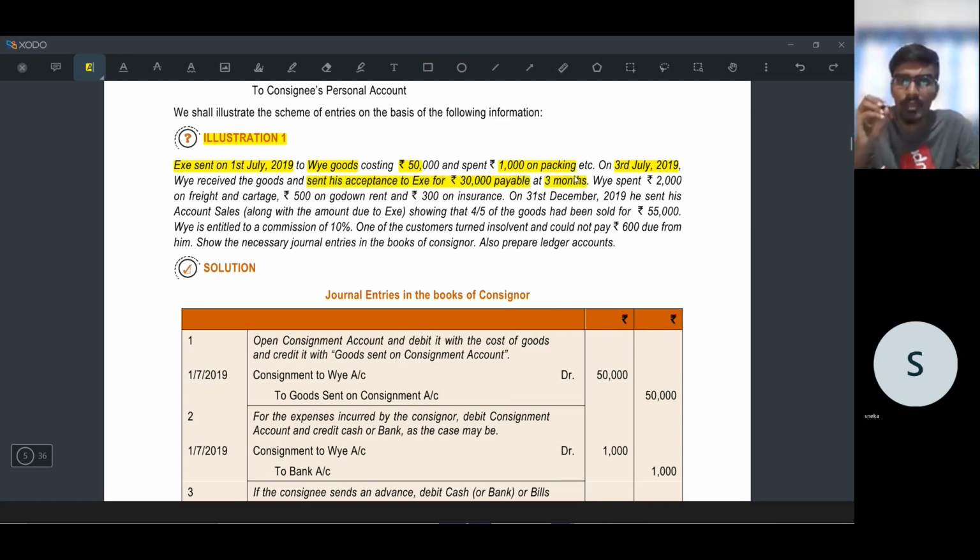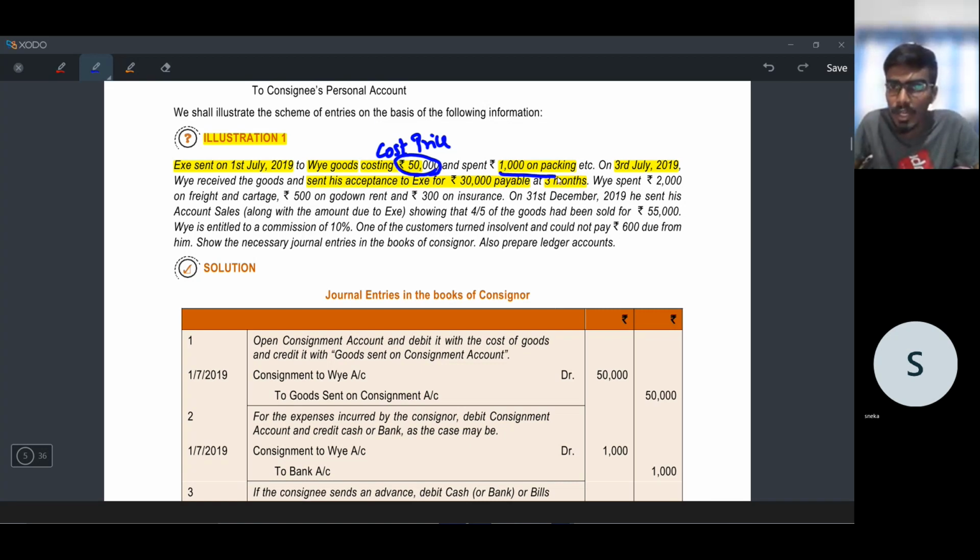Hold on, wait a minute. What they are saying is, say there is a person E and a person W. E is sending goods to W. It means E is the consignor and W is the consignee. Costing 50,000 means it is at cost price. Cost price is 50,000 and 1,000 spent on packing is a consignor's expense.